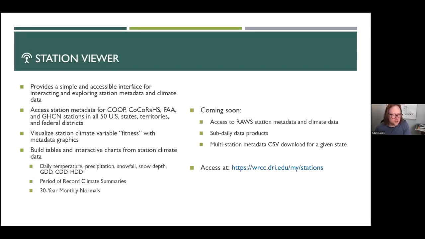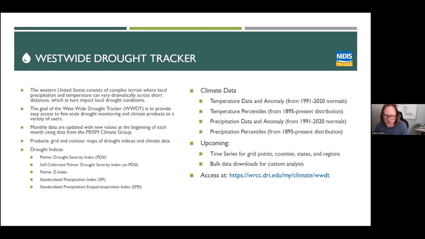So the Station Viewer application is a tool that provides access to station metadata and climate data for a variety of networks and a variety of states, territories, and federal districts. It provides users with the ability to visualize climate variable summaries, as well as build tables and interactive charts from climate data, from station data. And that includes period of record climate summaries, 30-year monthly normals, and more. Soon we plan on providing access to RAWS station metadata and climate data, as well as sub-daily data products, and the ability to download a CSV file of multi-station metadata for a given state. And the Station Viewer is accessible at that link there, wrcc.dri.edu/my/stations.